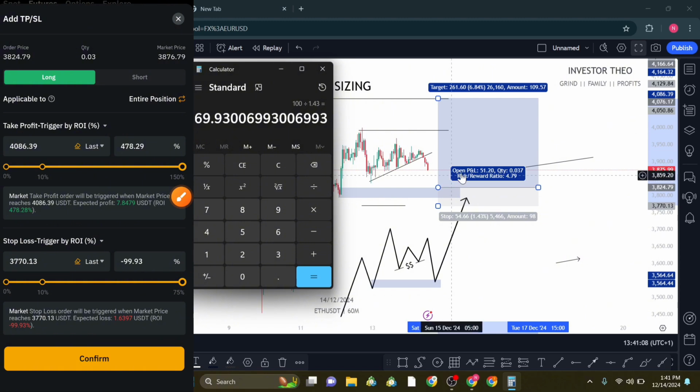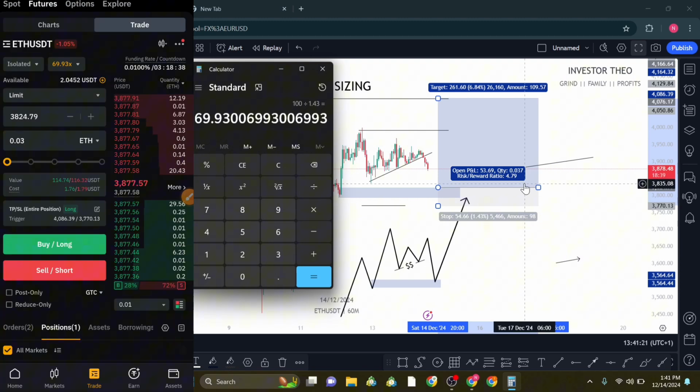Remember here, it told us to use 0.037, but it's 0.03. So that's why it's not up to $2 here, and that's why here it's not up to roughly almost $10. So basically you can see how clear the calculation is and how you can properly manage what you're risking when trading.